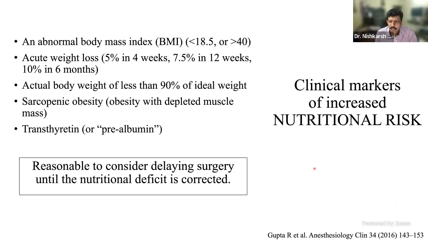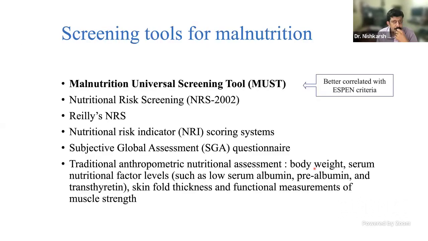Clinical markers of increased nutritional risk include a BMI less than 18.5, acute weight loss of 5% in 4 weeks and up to 10% in 6 months, actual body weight of less than 90% of ideal body weight, sarcopenia, and or pre-albumin levels if available. So it is reasonable to consider delaying surgery until the nutritional deficit is corrected if it is feasible.